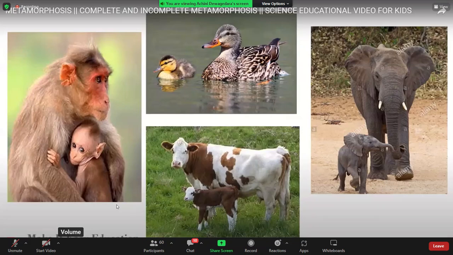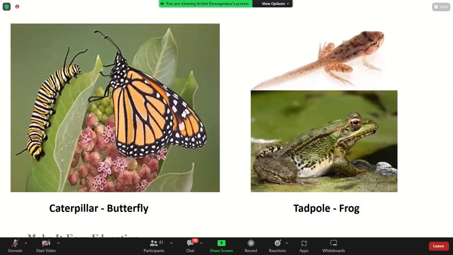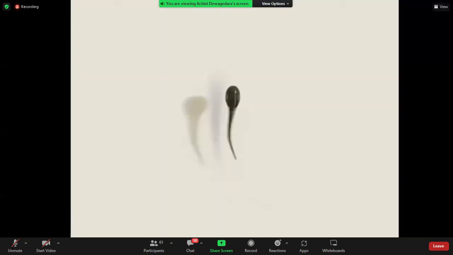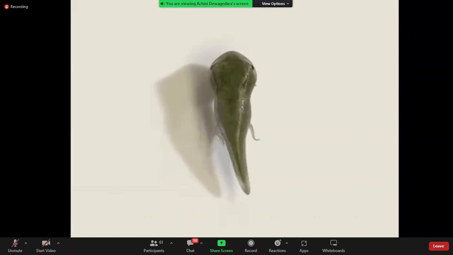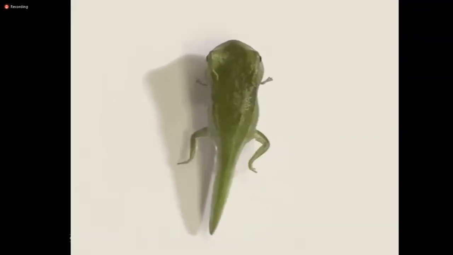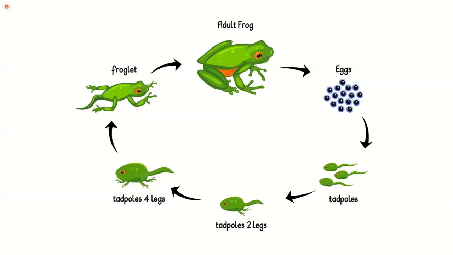In some animals, the young one looks similar to the adults. But in other animals, the young one looks very different. A young frog, or tadpole, has a long tail and no legs. As it grows, its tail becomes shorter, and it begins to grow legs. An adult frog has no tail, but has legs. The young go through a series of changes known as metamorphosis.